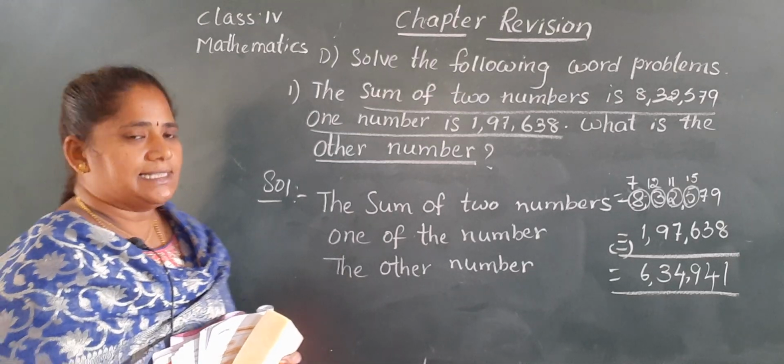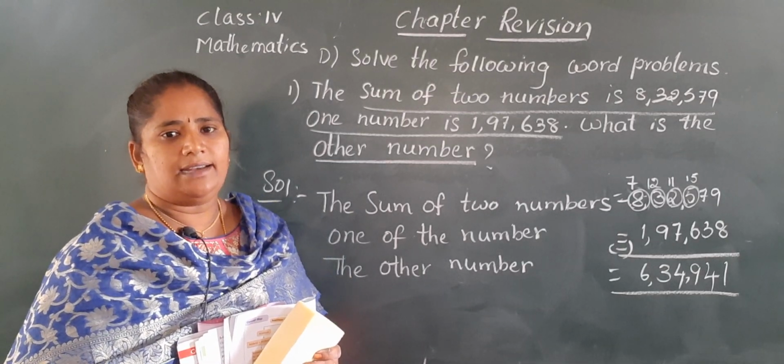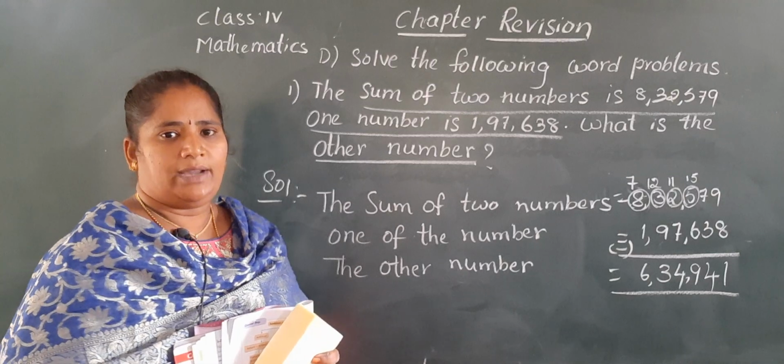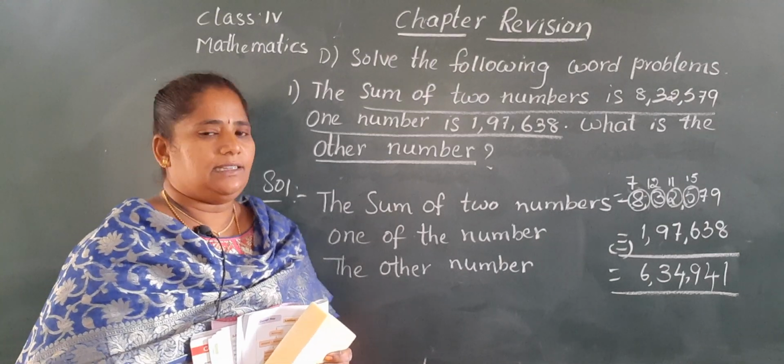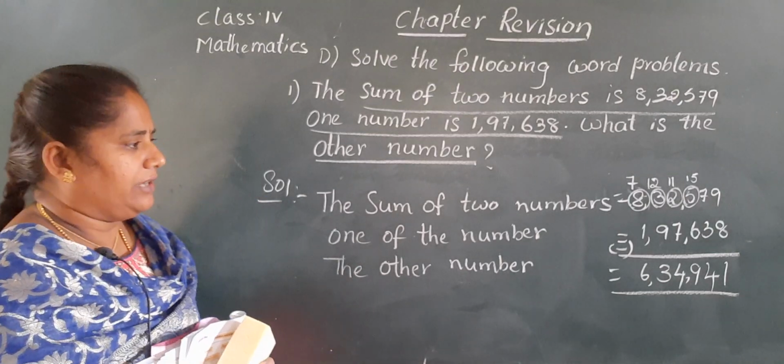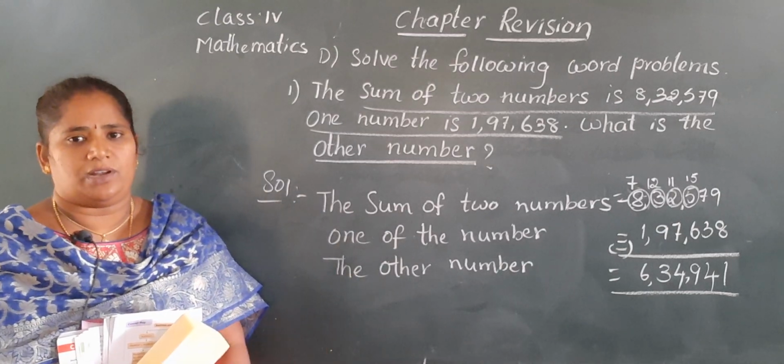6,34,941. Okay, the other number is 6,34,941. Note down this in your classwork, children.